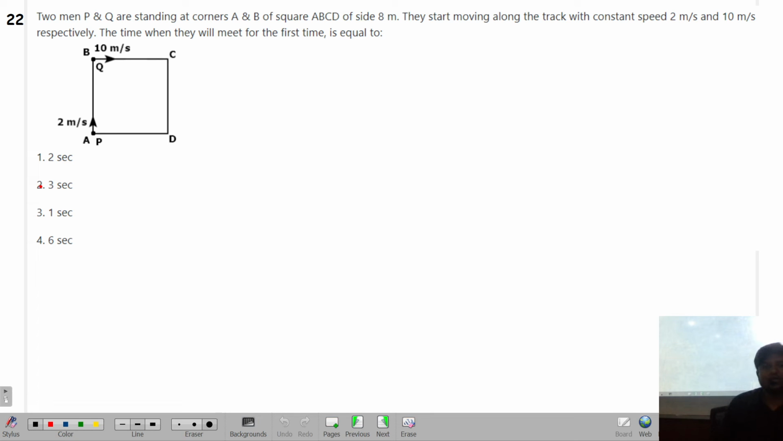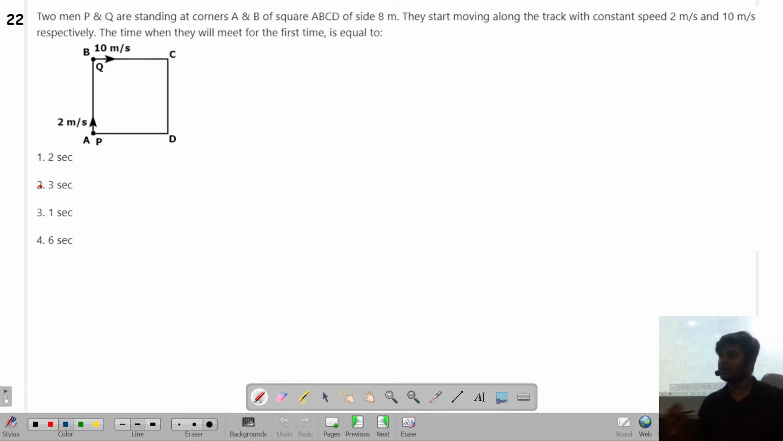Two men P and Q are standing at the corners of. Now look over here. I'm going to do it fast. Okay. Please become perfectly silent. I'll do some problems very fast. Okay. Two men P and Q are standing at the corners A and B. So this is my A. This is my B. They are standing over here. ABCD of side how much? What is the side of the square? 8 meters. Got it or not?